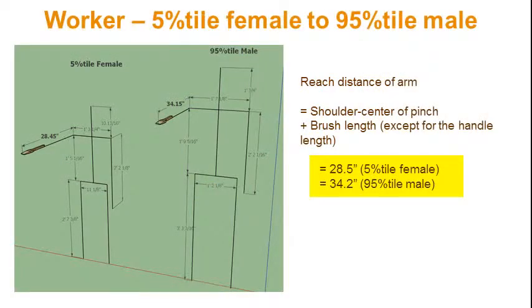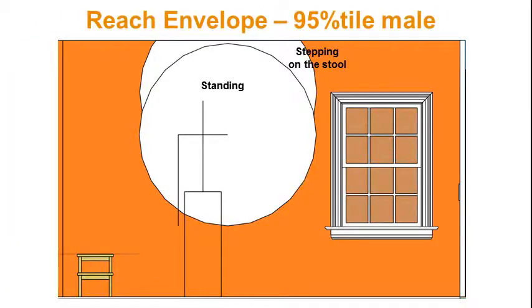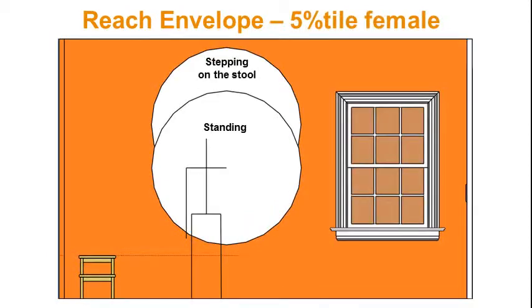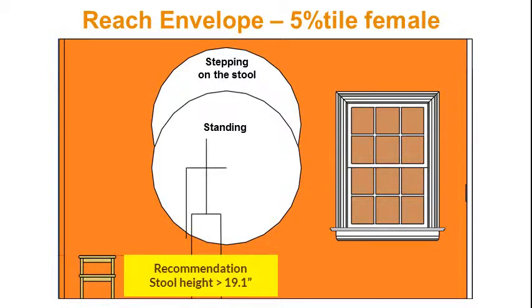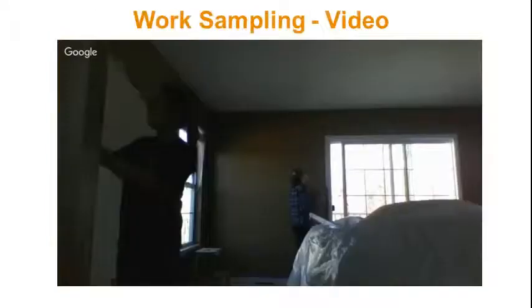Reach distance of arm is calculated by adding shoulder to center of pinch length to the brush length. A 95th percentile male can reach to the top edge of the wall easily by stepping on the stool. However, a 50th percentile female has limited reach even with a stool. It was found that the stool should be at minimum height of 19.1 inches to accommodate the 5th percentile female worker.